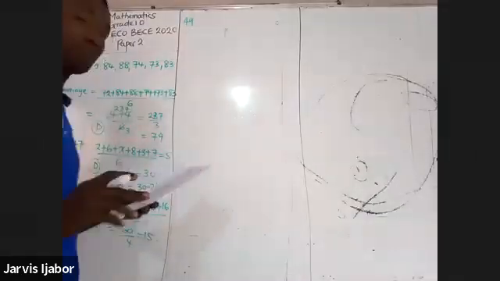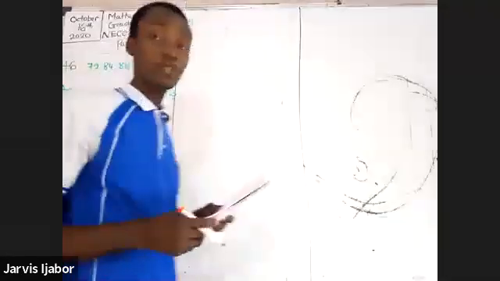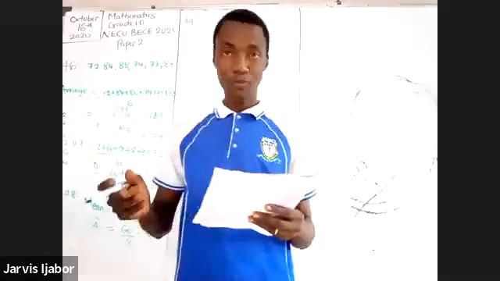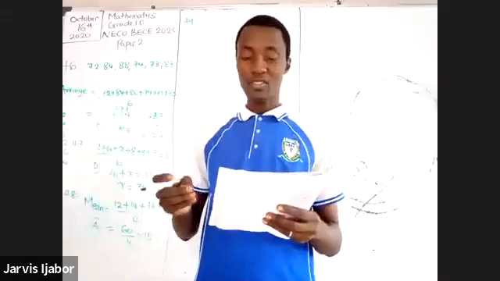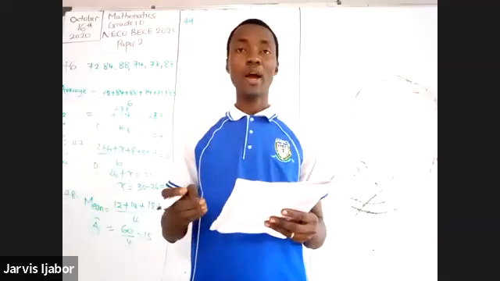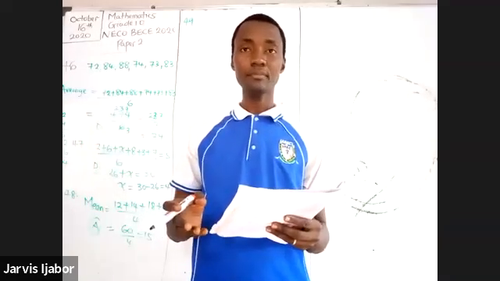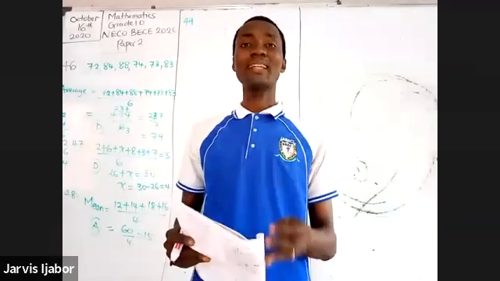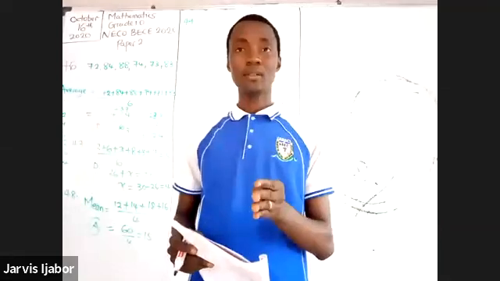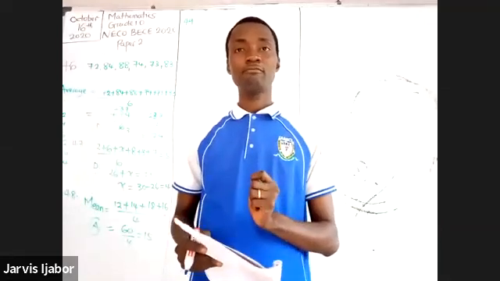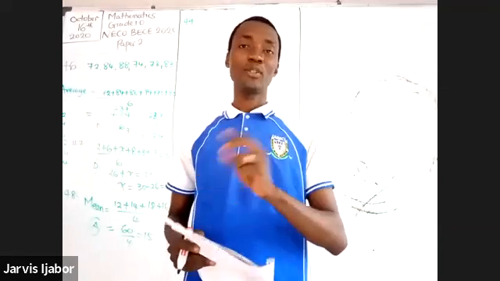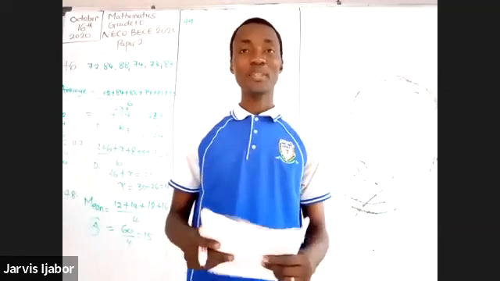In question 49, we are told to find the median of the following set of numbers. What are the numbers given? 4, 3, 1, 5, 6, and 4. You're required to find the median. Now, what is the median? The median refers to the number that occurs at the middle, the data, the number that occurs at the middle.